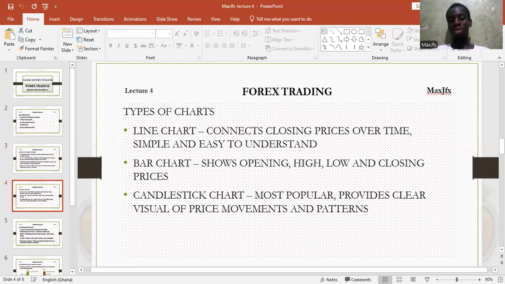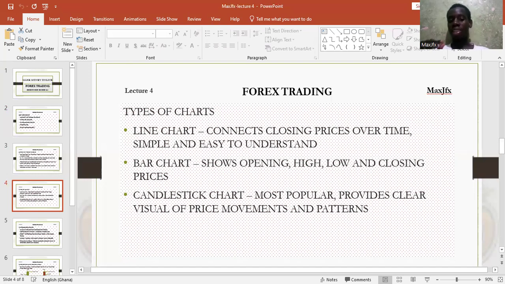And a bar chart shows opening, high, low, and closing prices. Exactly as we know bar charts, it looks like a candle, but it just shows the opening, high, low, and the closing prices. That's also fine. And also the candlestick chart. This is the most popular, and provides a clear visual aid of price movements and patterns. The candlestick tells us more compared to the line and bar charts.